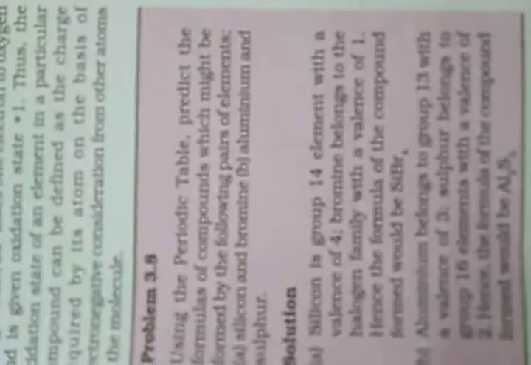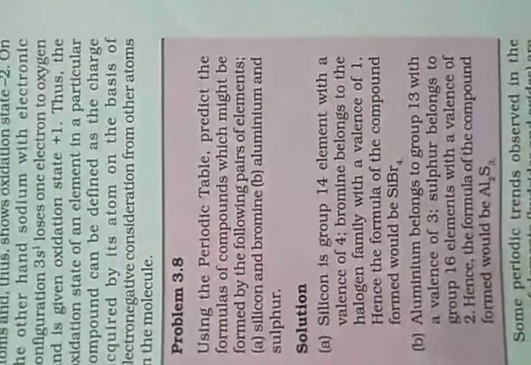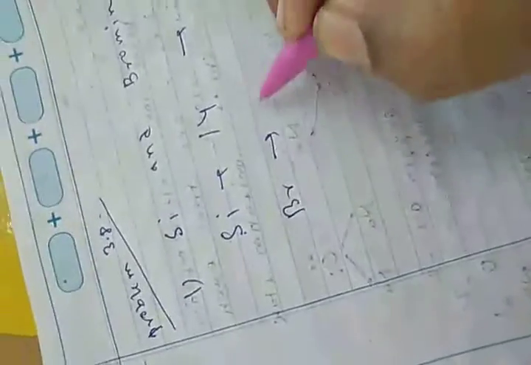See, silicon is a group 14 element with a valence of 4. Silicon is below carbon, so valence is +4. Bromine belongs to the halogen family. Without looking at the atomic number, it comes after fluorine, chlorine, then bromine. So group 17, so easily -1.